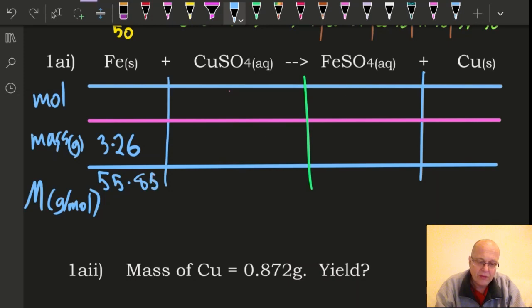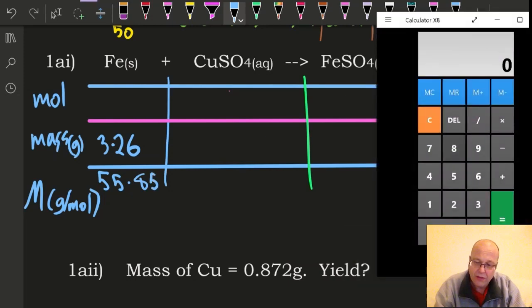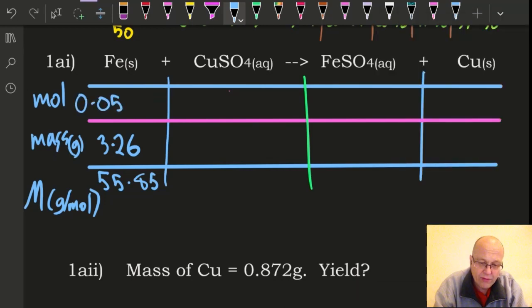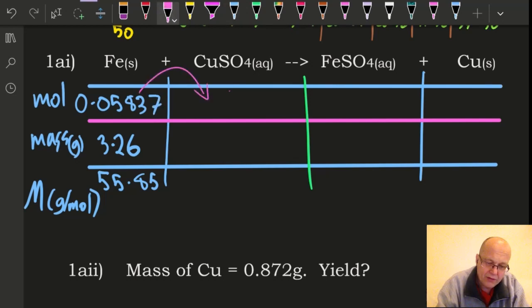So simply divide those numbers. Moles is mass over molar mass to get the moles. So I'm going to keep 4 sig figs and then round off to 3 if I need to. 0.05837. Now it's tempting to also put that number into this box because it's one of those, but no. This is excess and limiting. The number of moles is going to be different. It's not going to fit that pattern.